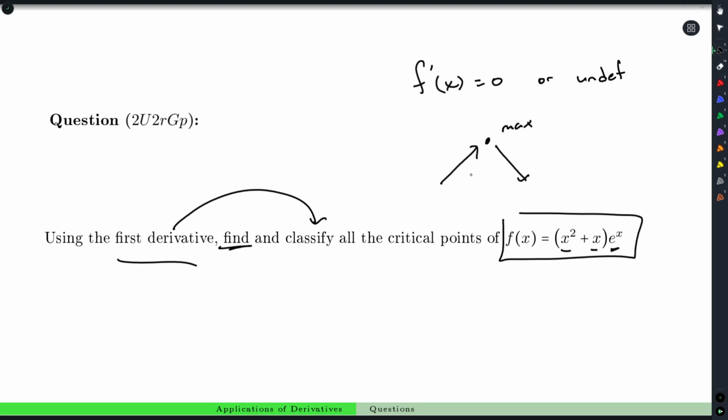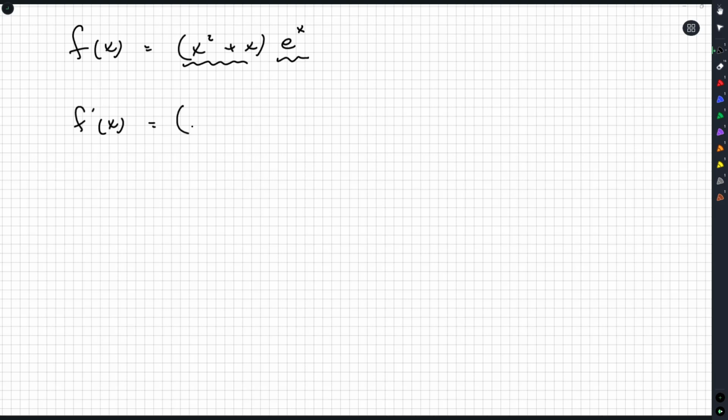So first thing we're going to have to do, get that derivative and figure out where it's 0 or undefined. And we do want to make sure that we check both cases. So we'll start with our function x squared plus x, and all of that is times e to the x. Taking the derivative of that, that's just going to be the product rule. We've got a polynomial times an exponential. So product rule, you leave the first function alone, and then what's the derivative of e to the x? That's right, it's e to the x.